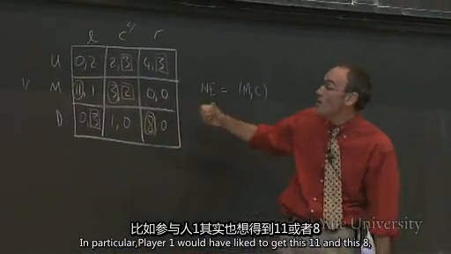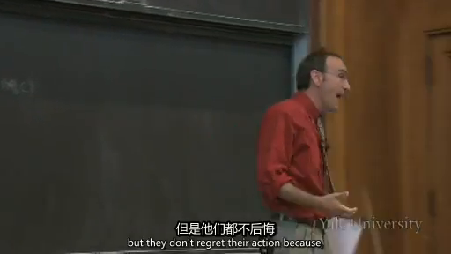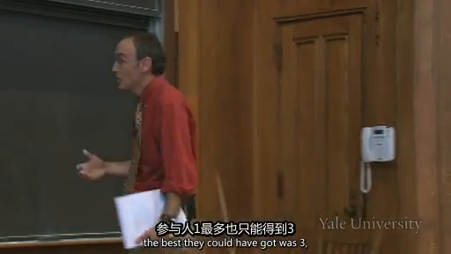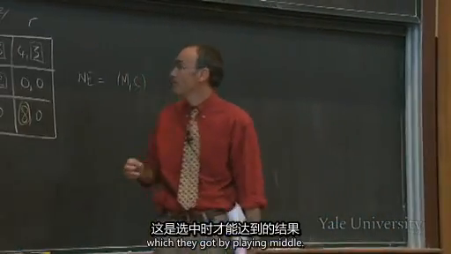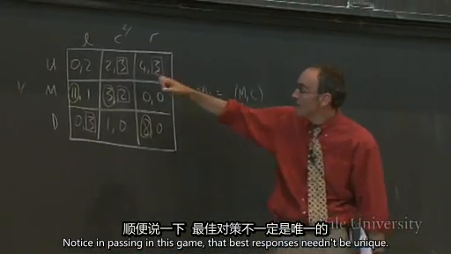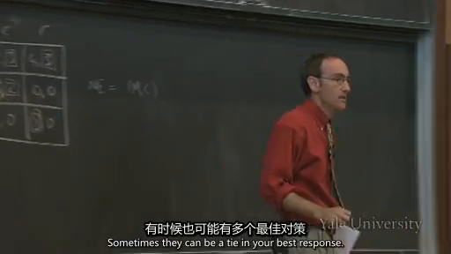In particular, player 1 would have liked to get this 11 and this 8. Right? But they don't regret their action because given that player 2 played center, the best they could have got was 3, which they got by playing middle. Right? Notice in passing in this game, that best responses needn't be unique. Right? Sometimes there can be a tie in your best response. Okay? That can happen.